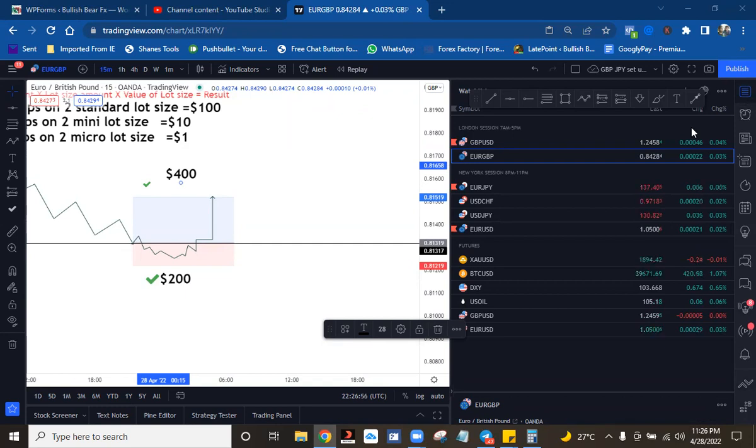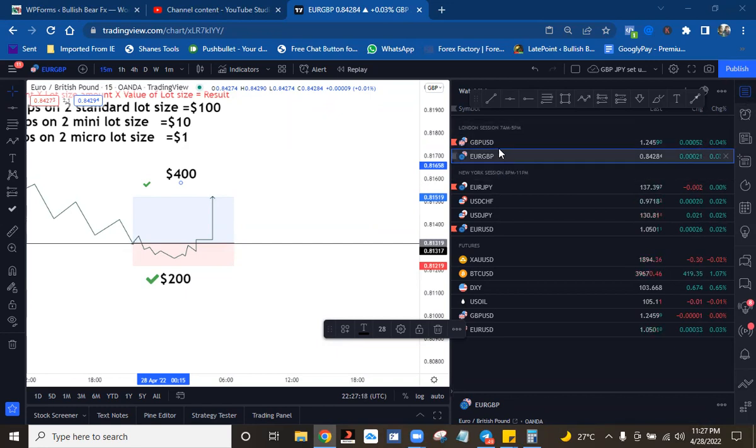Okay. So for London session, you want to focus more on GBP. That's the Great Britain pound, London. You look for GBP USD or Euro GBP, just any pair that has GBP. Like you see here.